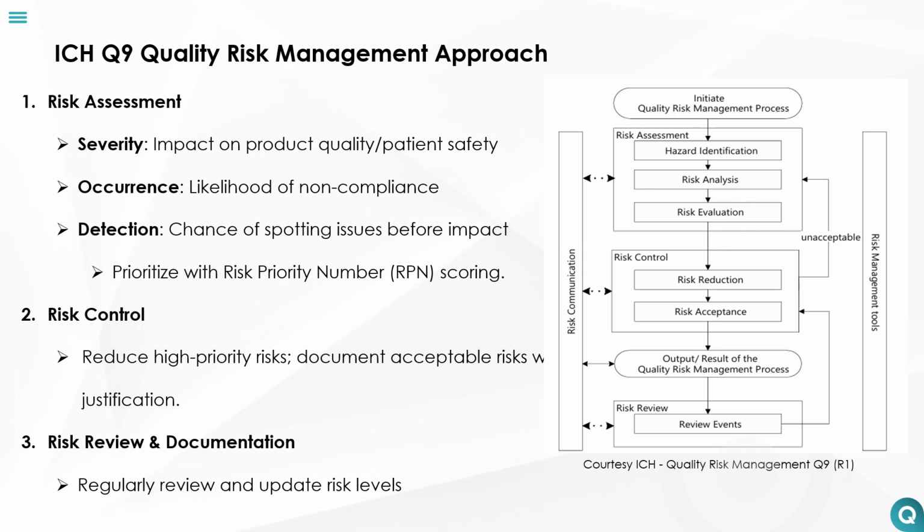Our approach to quality risk management, guided by ICHQ9, begins with risk assessments. Here we evaluate risks based on severity, which is the impact on product quality or patient safety, the occurrence, which is the likelihood of non-compliance, and detection, which is the probability of spotting issues before they cause harm. We use these scores to calculate a risk priority number, or RPN, which helps us prioritize actions.